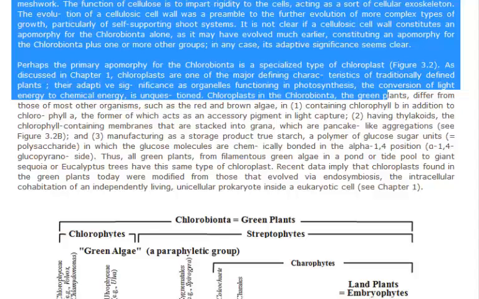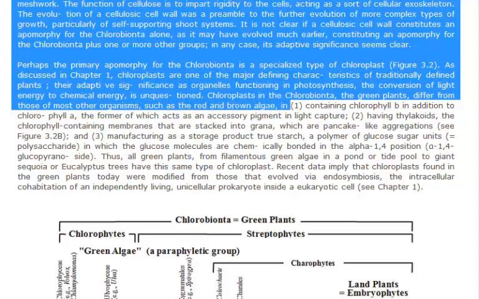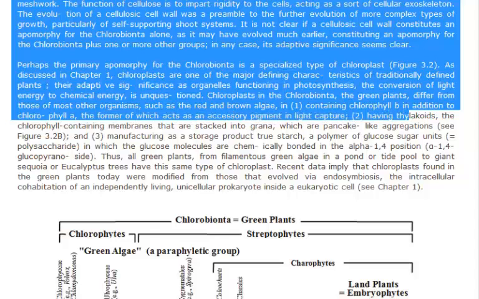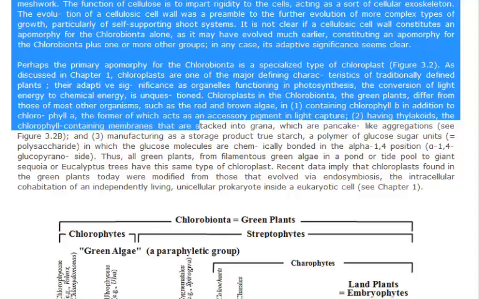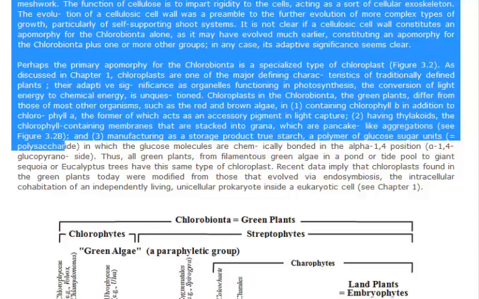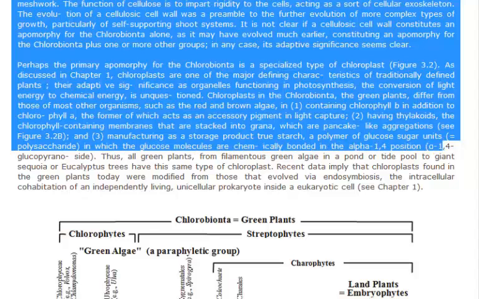Chloroplasts in the Chlorobionta, the green plants, differ from those of most other organisms, such as the red and brown algae, in number one, containing chlorophyll b in addition to chlorophyll a, the former of which acts as a necessary pigment in light capture; number two, having thylakoids, the chlorophyll-containing membranes that are stacked into grana, which are pancake-like aggregations; and number three, manufacturing starch as a storage product, a polymer of glucose sugar units in which the glucose molecules are chemically bonded in an alpha 1-4 position.